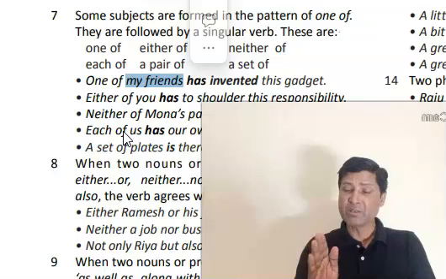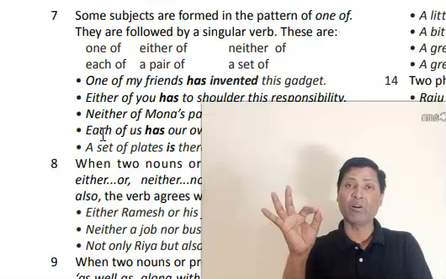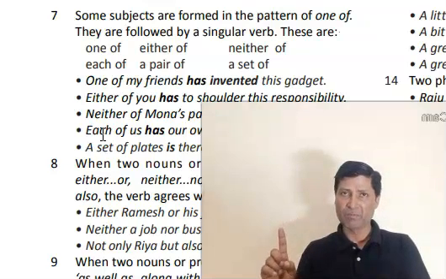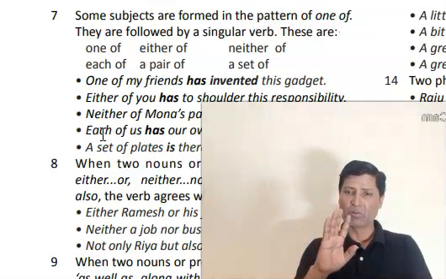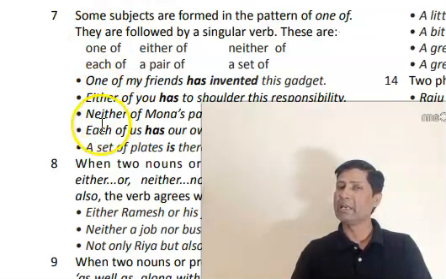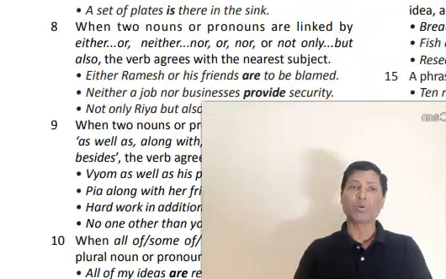So the concept is this: one word, either, neither, each are always singular. Therefore the following verb will be singular, always, even if there is a preposition. You don't have to see what is coming after the preposition. Close your eyes. This word is one, verb is one. Either singular, neither singular, each singular. Hope very clear. Now moving on to rule number 8.